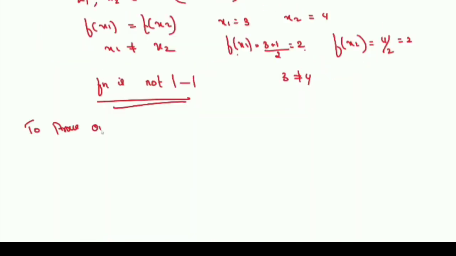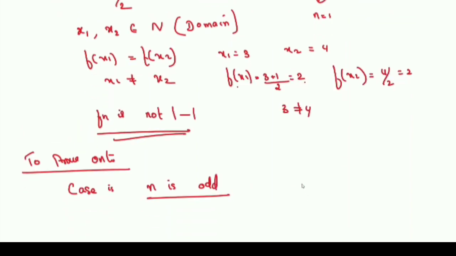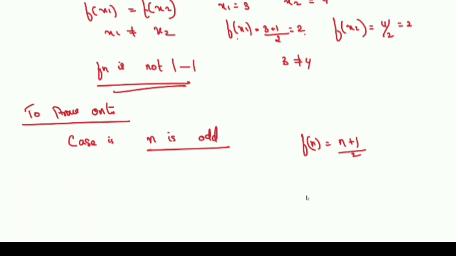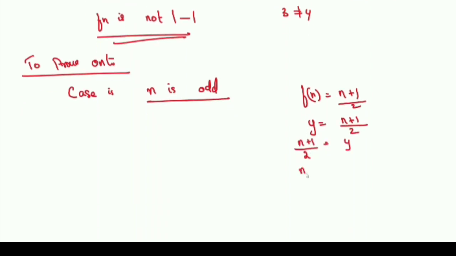So to prove onto, we take two cases. Case 1: n is odd. F of n is (n plus 1) by 2. To disprove something, you take one example and that is enough. But if you have to prove, you have to prove it by taking the general term. So you take it as y. Y is (n plus 1) by 2. So you have to find n now. So n is equal to 2y minus 1. So this belongs to N, in the domain.